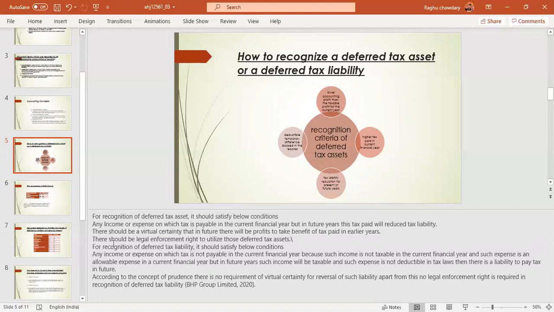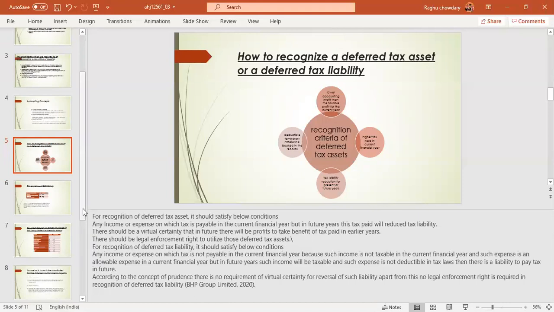And moving on to how to recognize the deferred tax liability. The conditions are: any income or expense on which tax is not payable in the current financial year because they are not taxable. Those incomes are allowable in the current financial year, but in further years this income can be taxable, or such expenses are not deductible in tax laws. So then there is a liability to pay tax in future.